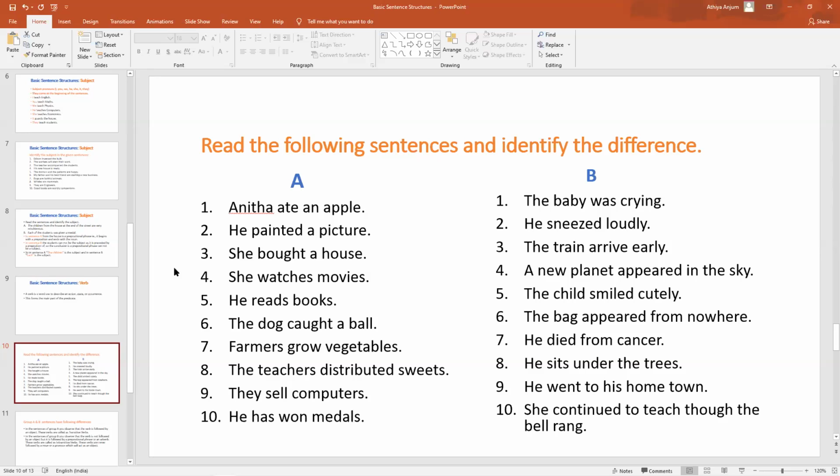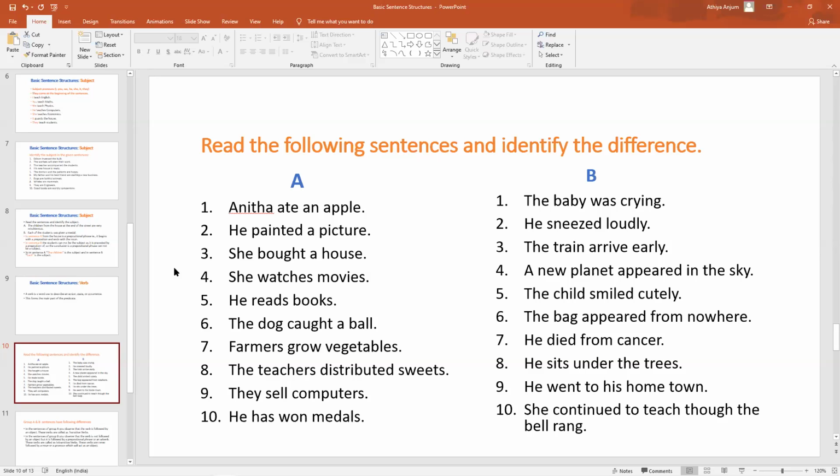So here the verb is followed. If it comes after, you call it followed. If it comes before, preceded. Okay. So here, Anita ate an apple. The verb is followed by an object. The next one also, he painted a picture. What did he paint? A picture. So again, the verb there is followed by an object, picture.